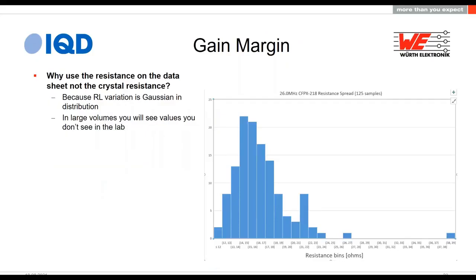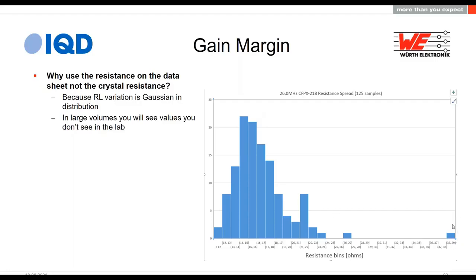Let's talk again about why I used the resistance that was on the data sheet, the maximum resistance, rather than the resistance that I measured on the crystal. For that specific crystal that I'm using for this presentation, I just popped in the lab again and pulled off some results, and I happen to have 125 samples of that part number being measured, and this is the distribution of the resistance. You can see it's a sort of Gaussian distribution with a mean value. And in fact, my value of 24 was quite high. The mean value, I may have ended up using a crystal that had a value of 15 ohms or something like that, because that's my mean here.